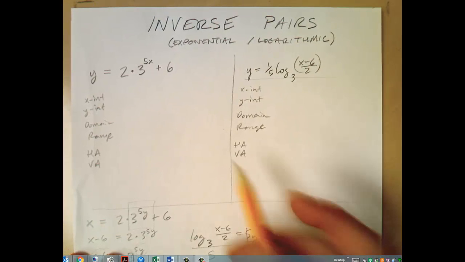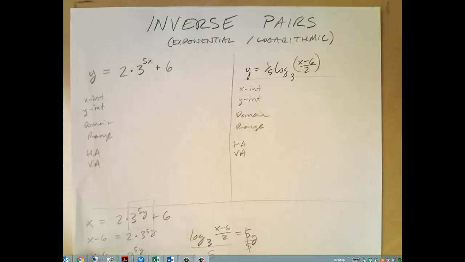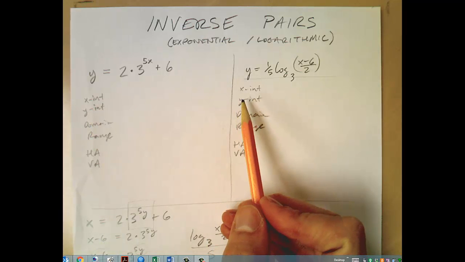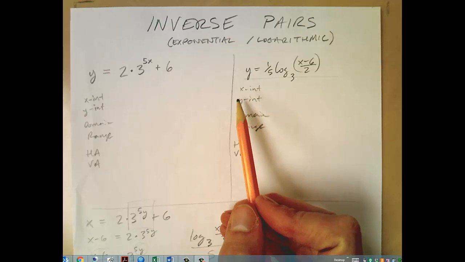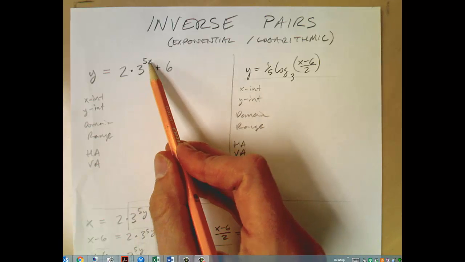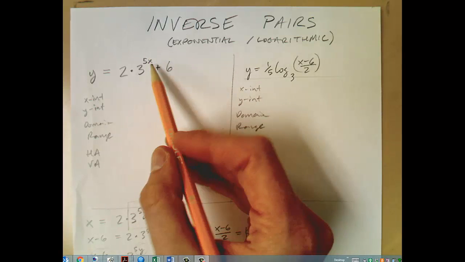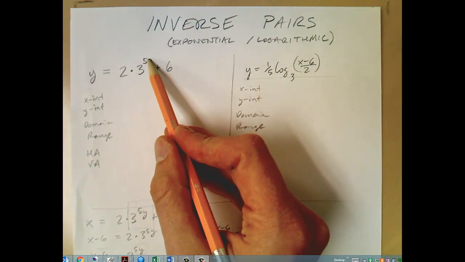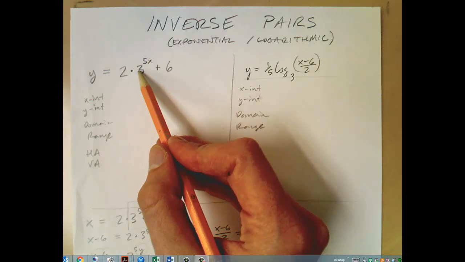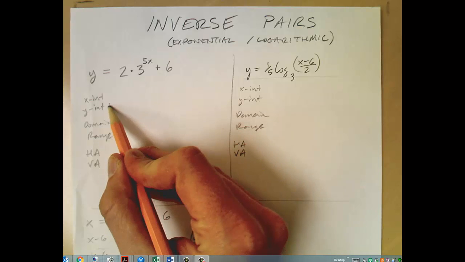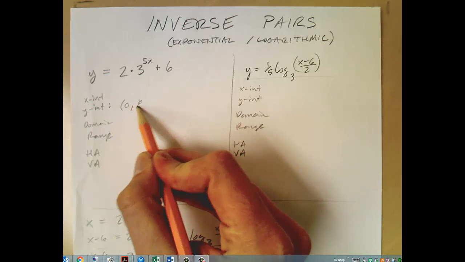Okay. So what I have been showing you guys is the y-intercept is handy as a starting point because we know how to get that pretty quickly. All we have to do is substitute 0. So if I plug 0 in here, I have 3 to the power of 0. That's 1. 1 times 2, and then plus 6, that's going to give me 8. So I know my y-intercept.